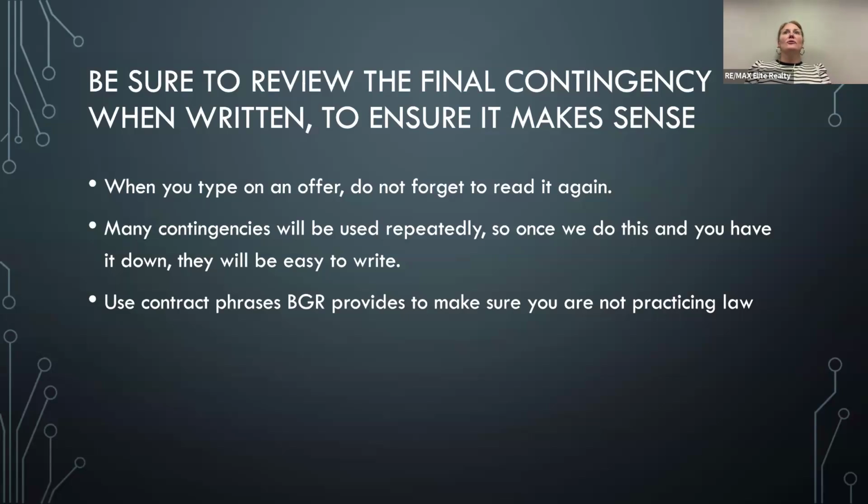So when you type an offer, don't forget to read it again and make sure there are no typos. Many contingencies will be used repeatedly. So once you do this and you have it down, they will be easier to write because you'll think of the 4 steps of the contingencies. And then use contract phrases that BGR provides to make sure you're not practicing law. So any that you can pull out of this 5-page BGR recommended contract phrases, use them from here, because they were written by attorneys and they have all of the 4 parts.